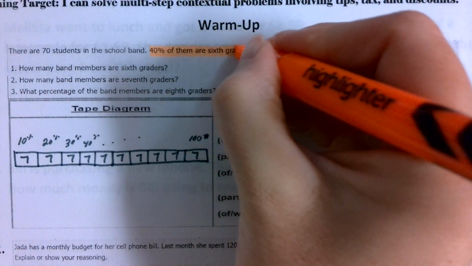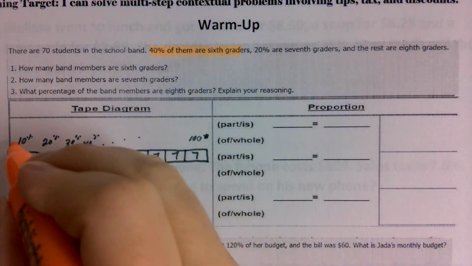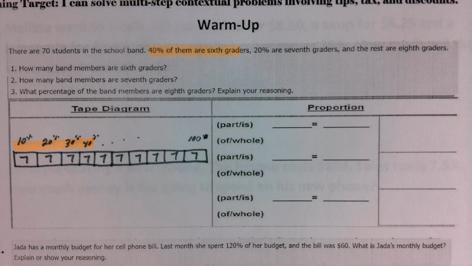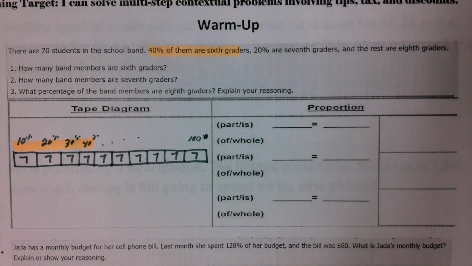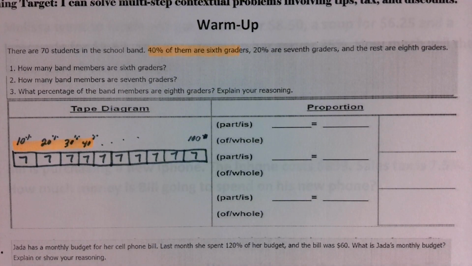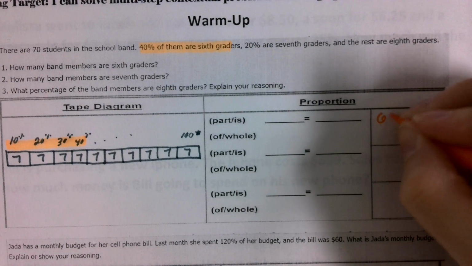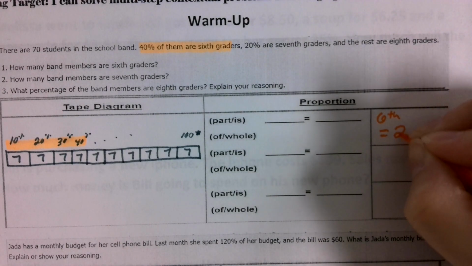40% of the students are in 6th grade. So if I do 40%, that's 10, 20, 30, 40. How many students are going to be in 6th grade? 28, right? That's 7, 14, 21, 28. So I know that 6th grade is going to equal 28 students.